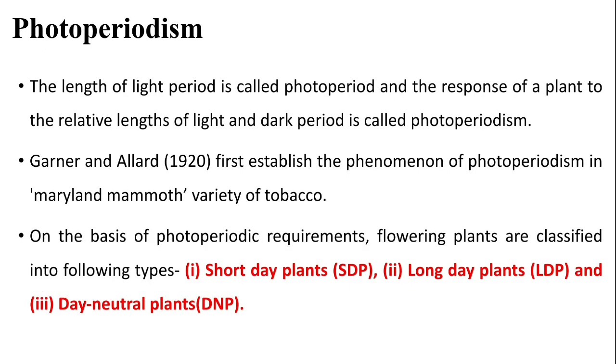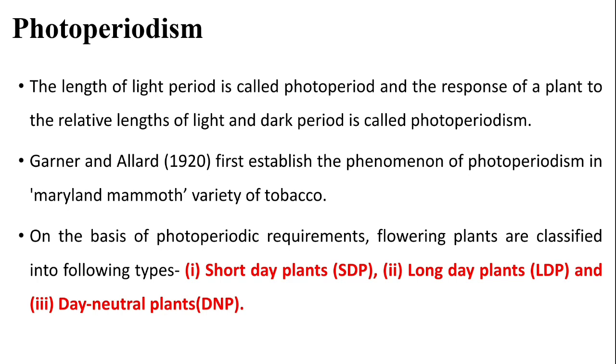Now we will study photoperiodism. What is photoperiodism? The length of the light period is called the photoperiod, and the response of plants to the relative length of light and dark periods is called photoperiodism. Garner and Allard in 1920 first established the phenomenon of photoperiodism in the Maryland Mammoth variety of tobacco.